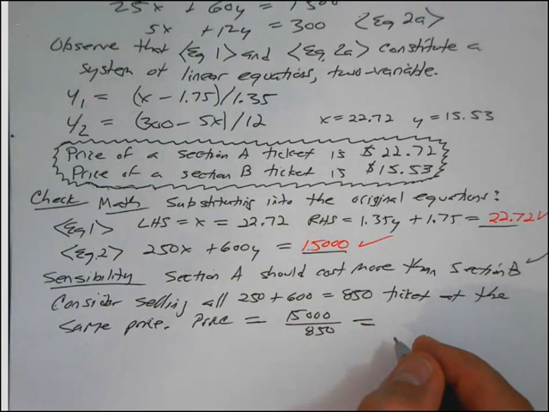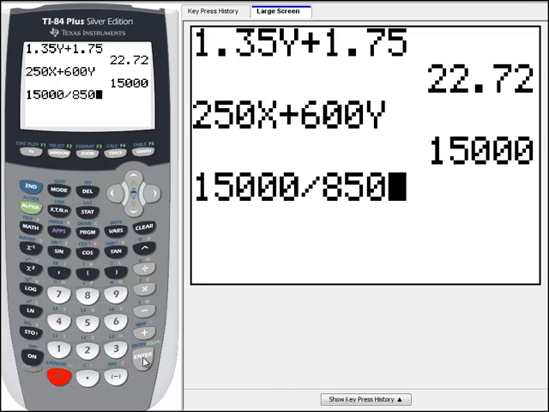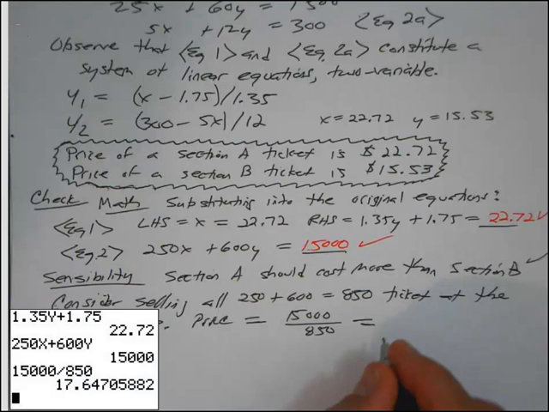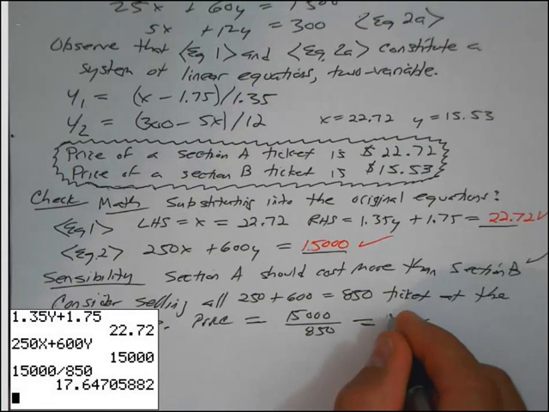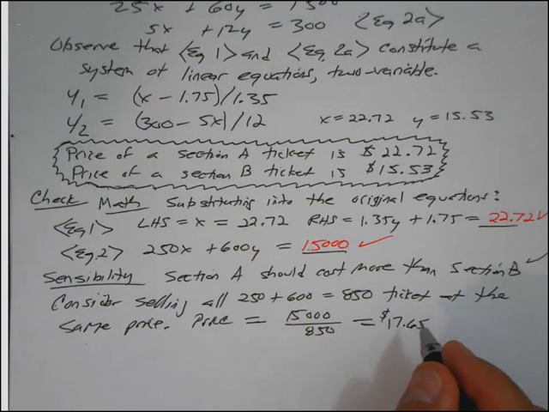Just go to the calculator for a brief moment. Okay, 15,000 divided by 850. Okay, about 17.65. Okay, so about 17.65. And what do we expect of this one ticket price? Well, this should be intermediate between the Section A tickets and Section B tickets, because when those prices are created, we're having these expensive seats, and then the cheaper seats must sell at a below average price.